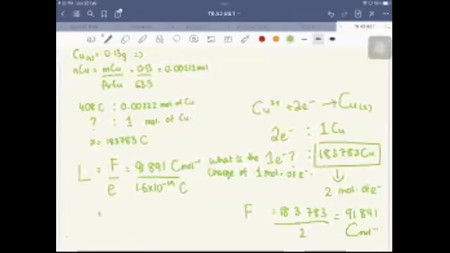And if I calculate this, 91,891 divided by 1.6 times 10 to the power of minus 19 is equal to 5.74 times 10 to the power of 23 mole minus 1. And in our data booklet, our Avogadro's number is 6.02 times 10 to the power of 23 mole minus 1, okay, which is close. It's not too bad because we're still in the factor of times 10 to the power of 23.